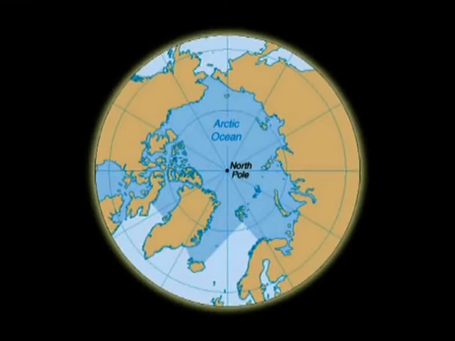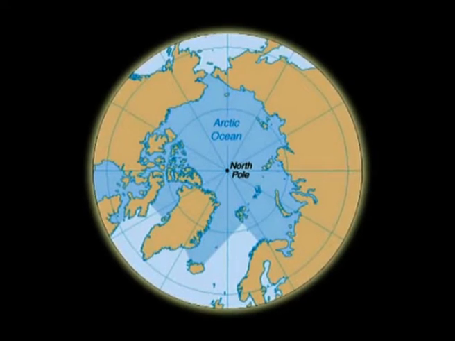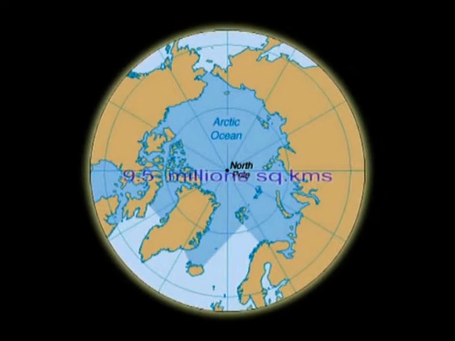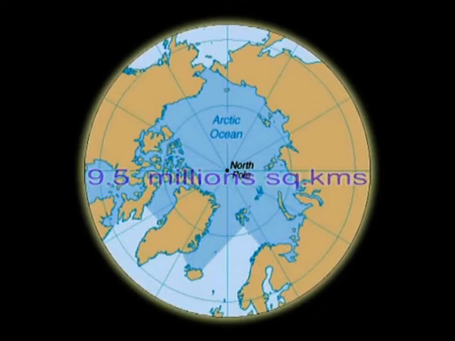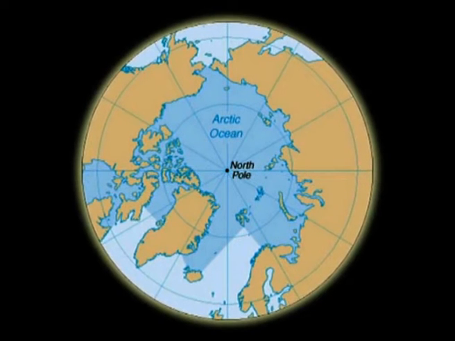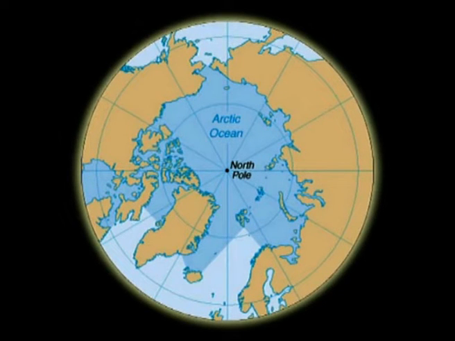Let us see the next one, the Arctic Ocean. It is the smallest ocean in the world. It covers about 9.5 million square kilometers. It lies north of Asia, Europe and North America. North Pole is near the center of it. It is a frozen sea throughout the year. The Arctic Ocean is the shortest air route between North America and Russia.